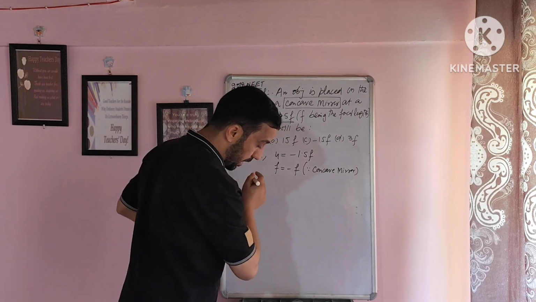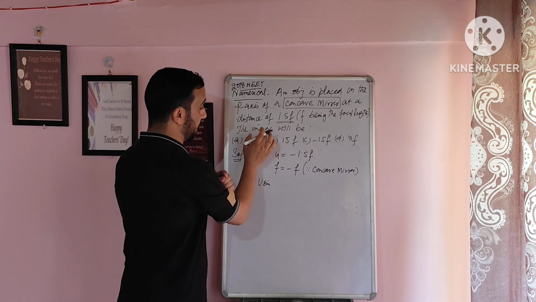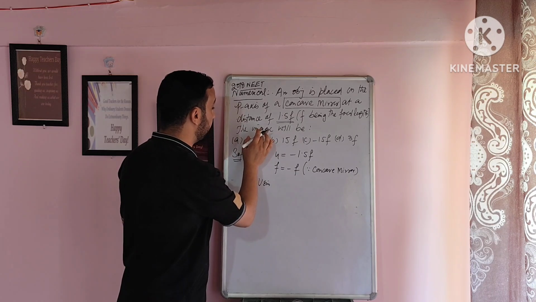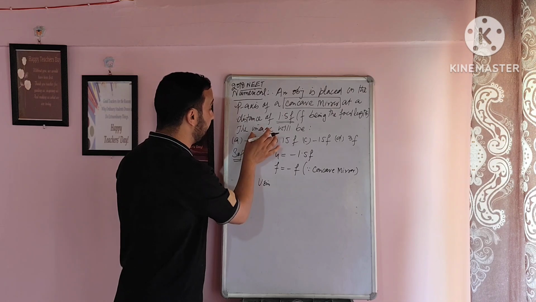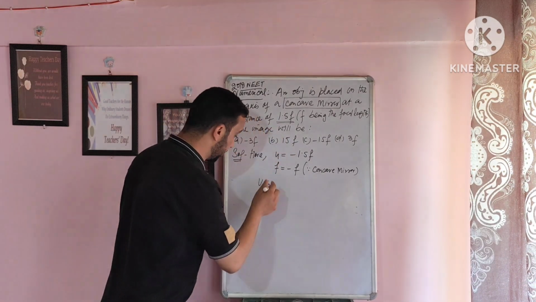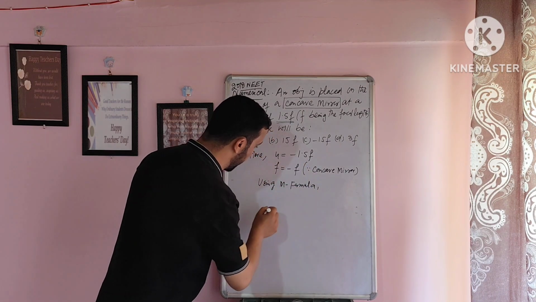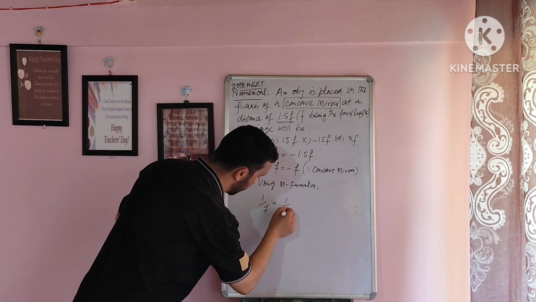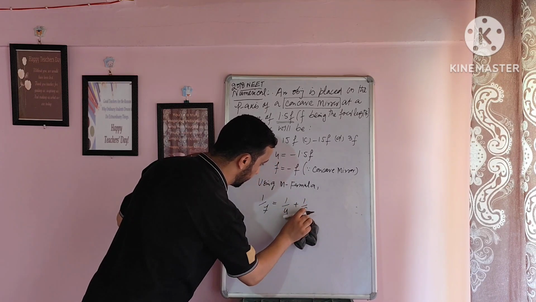Now we can use the mirror formula to achieve the target. What is our target? We have to calculate the image distance, where the image gets formed, and that image distance will be calculated with the help of the formula known as the mirror formula or mirror equation. You know that the mirror formula is 1 upon f equals 1 upon u plus 1 upon v.